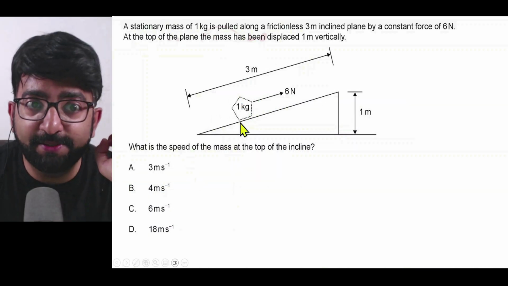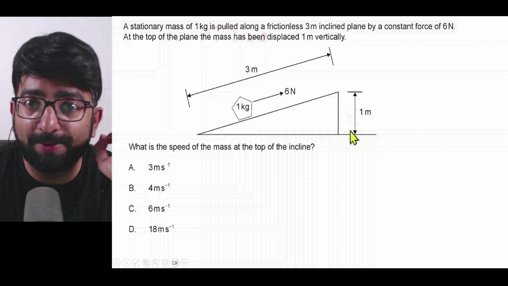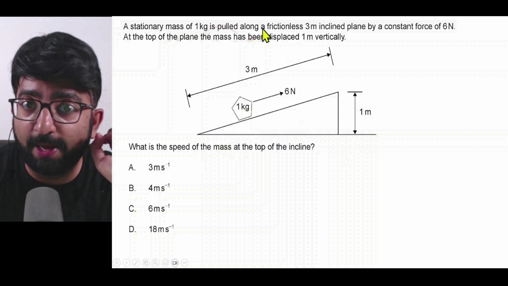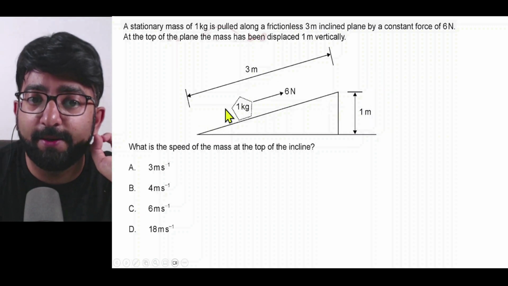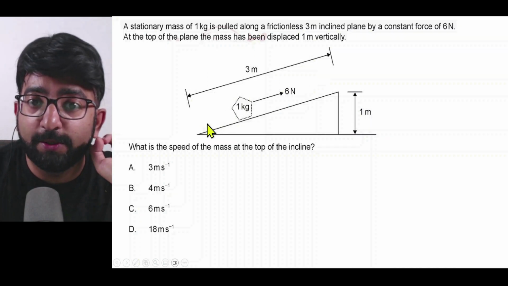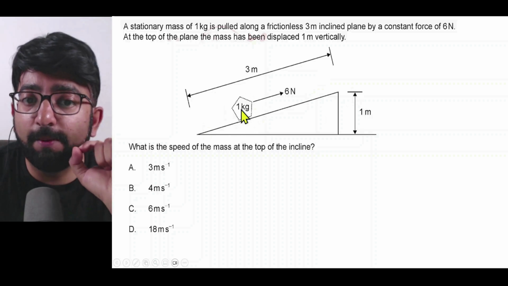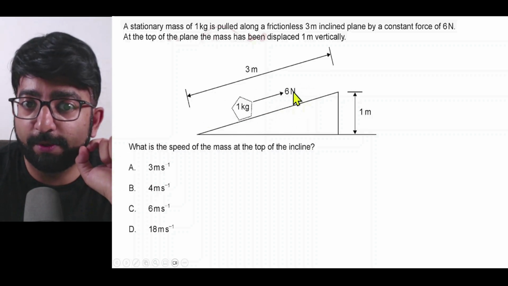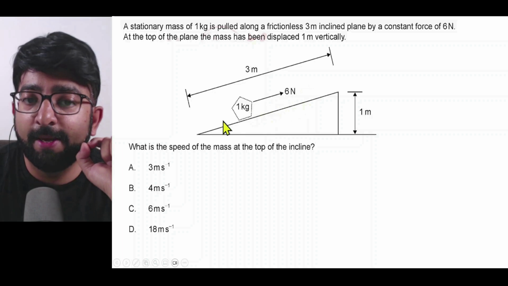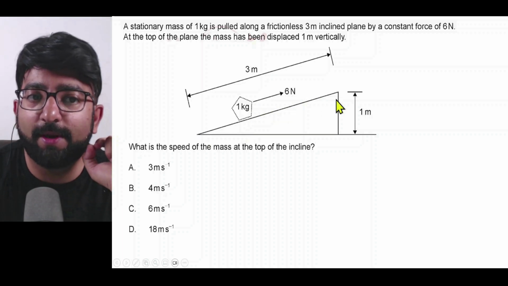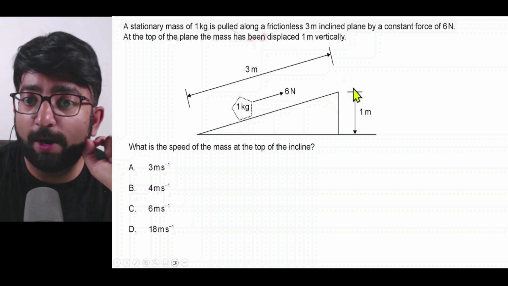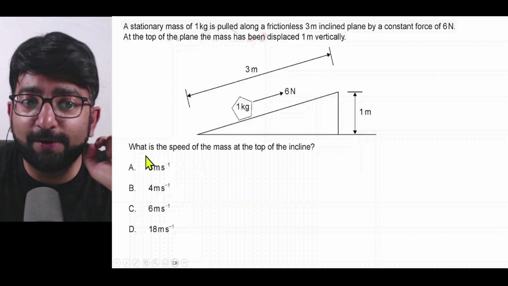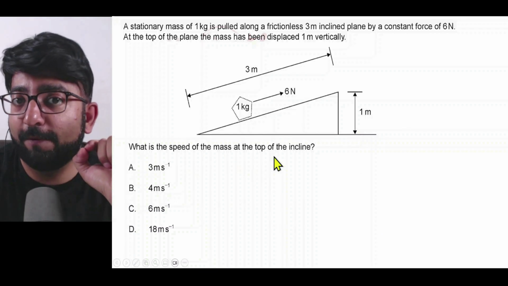So here we have a stationary mass of 1 kilogram kept on an inclined plane. The inclined plane does not have any friction as it is mentioned. The object travels up the incline for a distance of 3 meters, and throughout the motion the box is being pulled up by a force of 6 newtons, and the direction of the 6 newtons is parallel to the surface of the incline. And when the box reaches the topmost point over here, it is 1 meter above the ground, and we need to figure out the speed of the mass at the top of the incline.